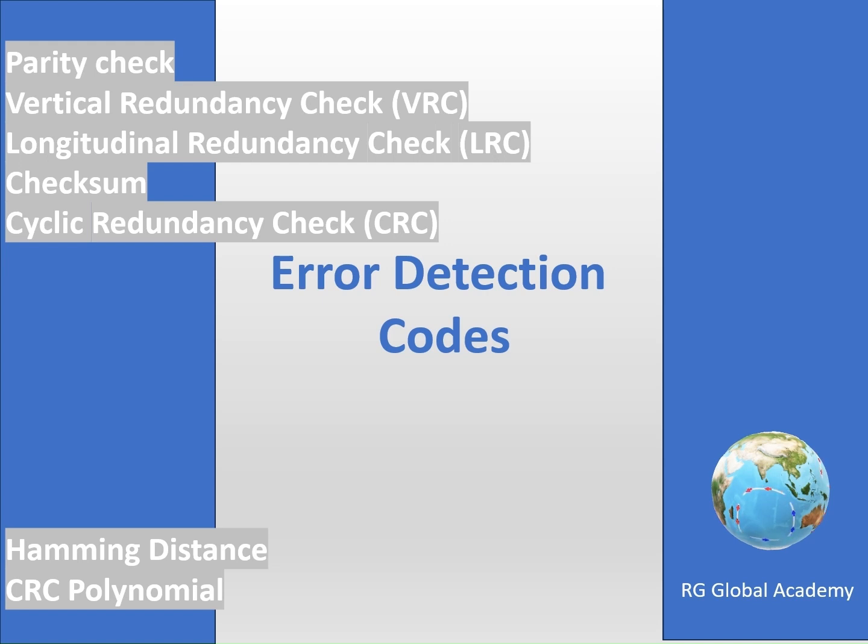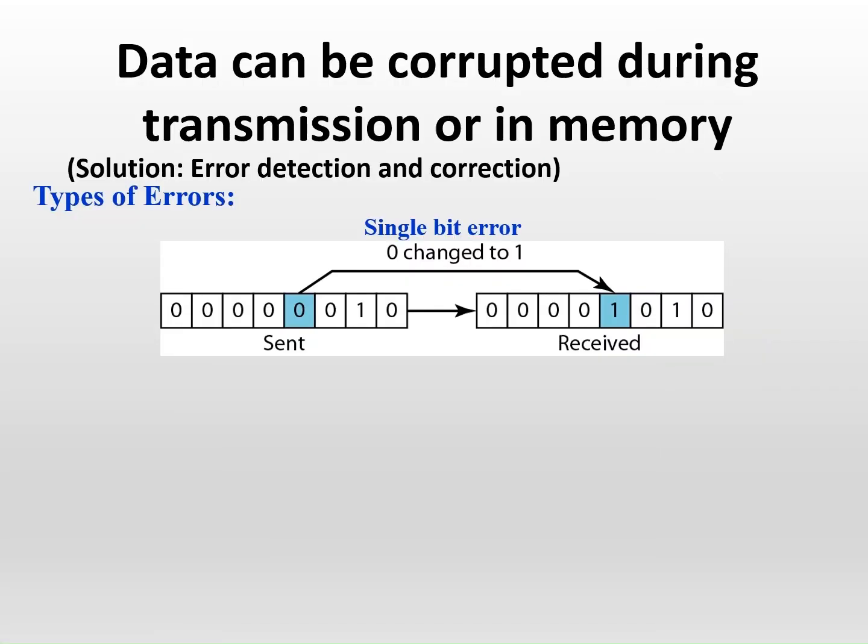So today I'm going to talk about simple parity check, vertical redundancy check, longitudinal redundancy check, checksum, and cyclic redundancy check codes. These codes vary in their ability to detect errors, and they are listed from weak code to strong code. We are also going to learn about a few terms in this field, like encoder, decoder, Hamming distance, CRC polynomial, etc. So let's dive in.